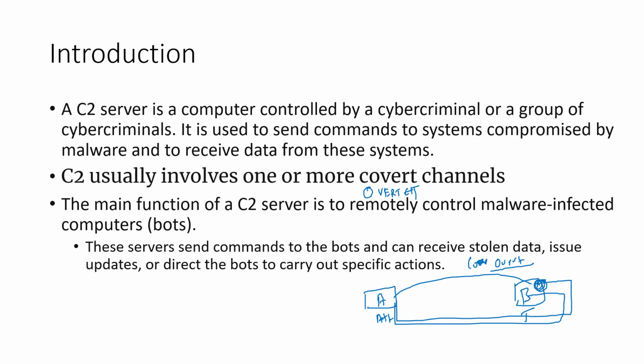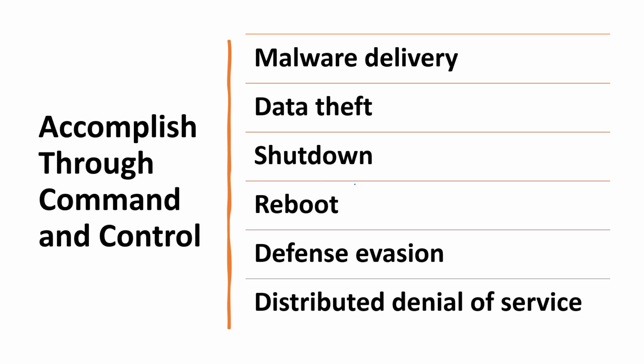The main purpose of a C2 server is to remotely control malware-infected computers. These servers send commands to the bots, receive the stolen data, issue updates, and direct bots to carry out a specific action. Now we have multiple things we can accomplish through command and control. The first is malware. If I successfully install some kind of remote management software in that system, from my system to that system, I can deliver malware also.